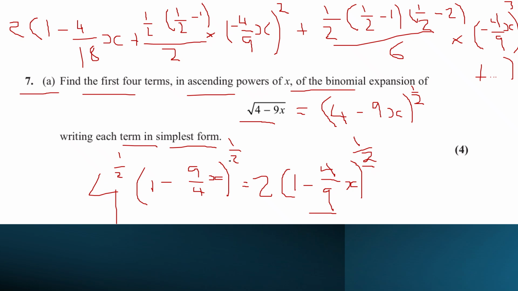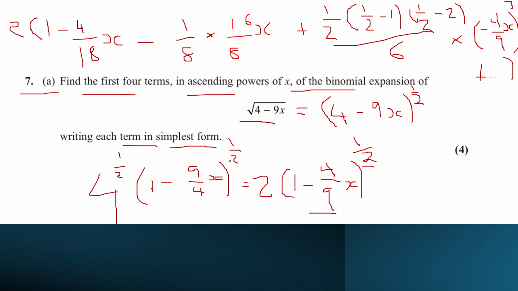So what we're going to have? Well, a half times minus a half, so that'll be minus a quarter, divided by 2. That's going to be minus an eighth. So we're going to have minus an eighth multiplied by minus 9 quarters all squared. Sorry that I'm doing it in my head, guys, but hopefully you're happy with that. The x squared coefficient then simplifies, and that's our third term.